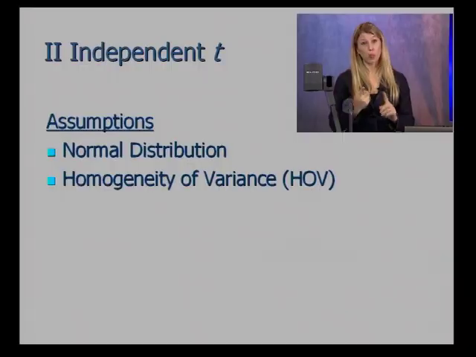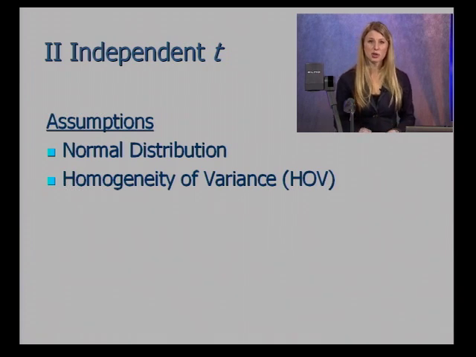So the assumptions are that the populations, both populations 1 and 2, are both normally distributed. Now, do you ever know this for sure? No, but we estimate this based on the distribution of the samples. So if the samples are approximately normally distributed, then we can assume the populations are probably normally distributed, and we go, okay, we've met the assumption.